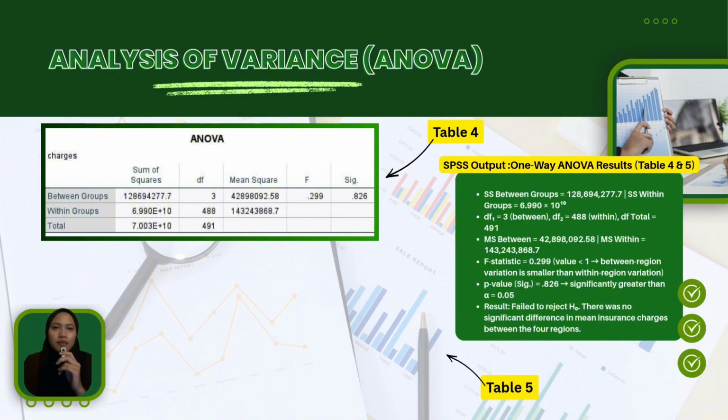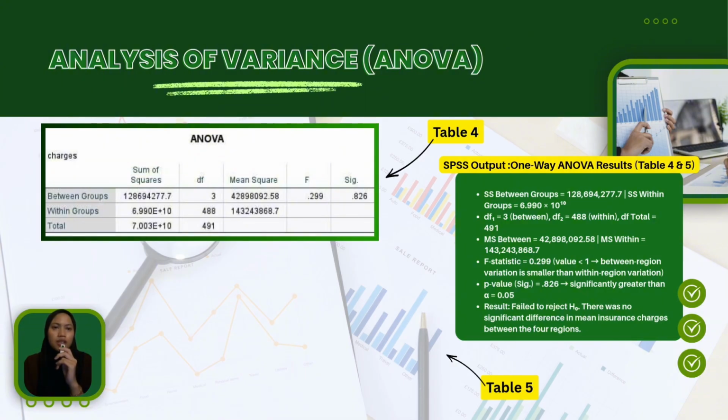And lastly, table 4 shows the one-way ANOVA output from SPSS. So let me walk through the key components. The between groups sum of squares is 128,694,277.7, representing the variation attributed to differences between the four regional groups. The within groups sum of squares is 6.990 times 10 to the power of 10, which is significantly larger, already indicating that most of the variation comes from within the groups, not between them.